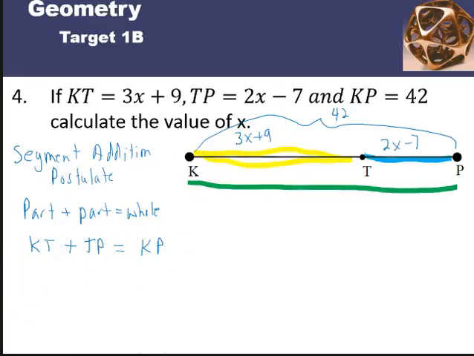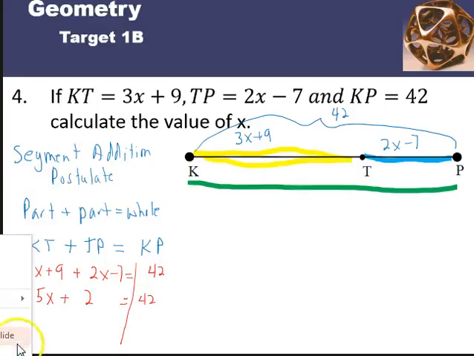Now we can plug in what we know. We know that KT is 3x plus 9. TP is 2x minus 7. And the whole thing has to equal KP, which is 42. Now this is a fence. When I'm working with the same side of the fence, I do exactly what it says. So it says 3x plus 2x, and that gives me 5x. And then 9 plus a -7 gives me 2, and that equals 42.